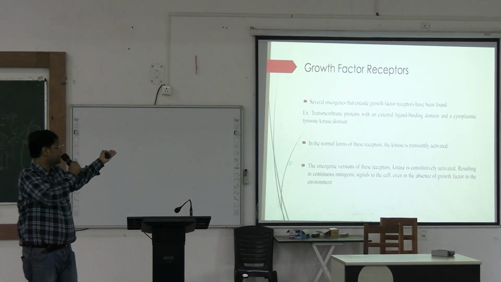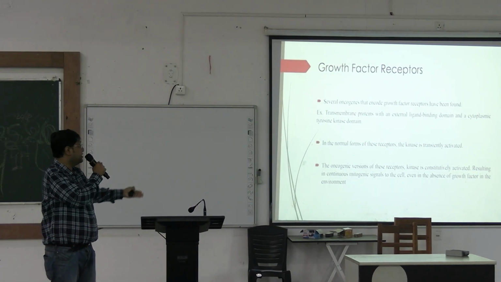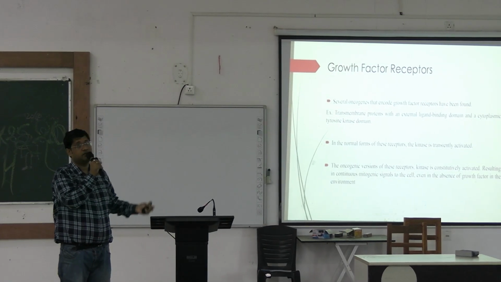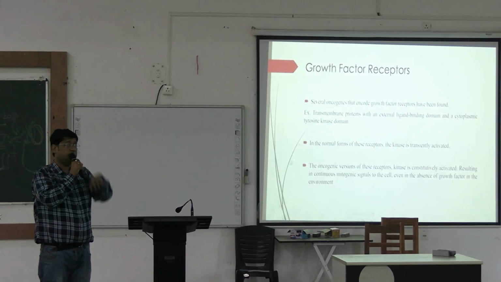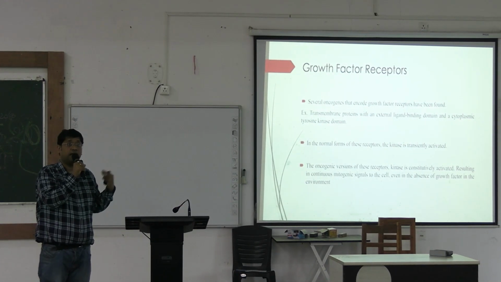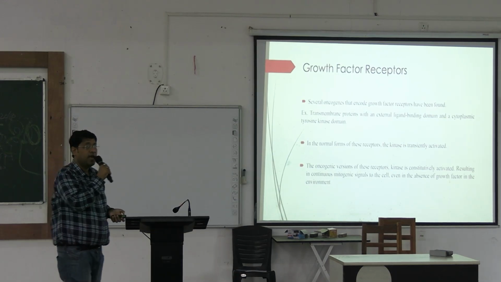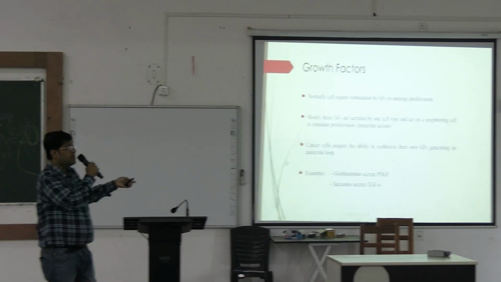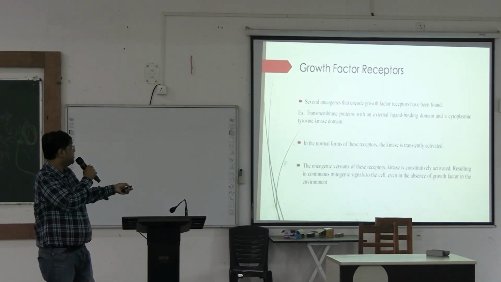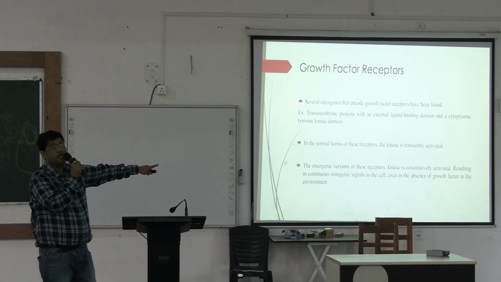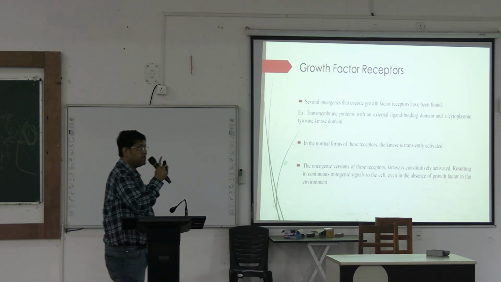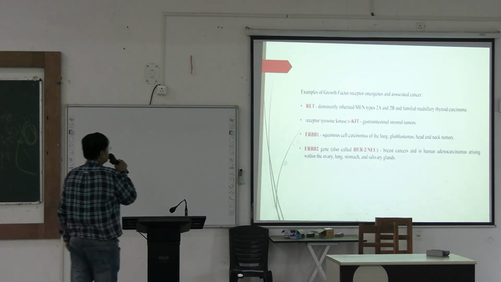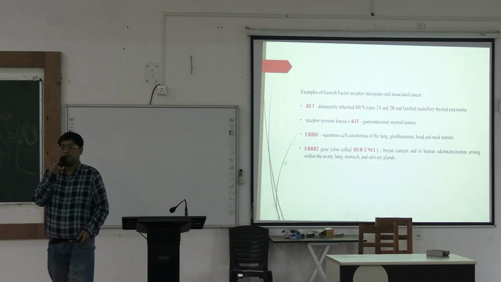But in case of cancer cells, what is happening? Kinase is constitutively activated, resulting in continuous mitotic signals, even in the absence of growth factor in the environment. So here the neighboring cells are not secreting growth factor, but it is on its own constitutively activated. So in the previous point, this growth factor is working because of constitutively activated tyrosine kinase. Remember this point? Examples. Please take down the notes.